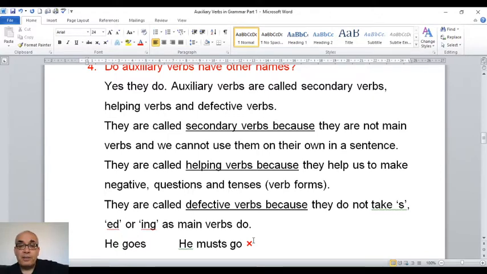They are called secondary verbs because they are not main verbs, and we cannot use them on their own in a sentence.